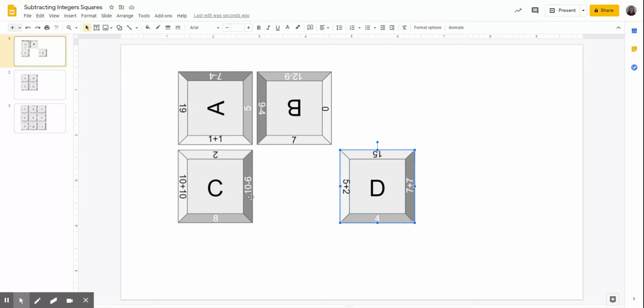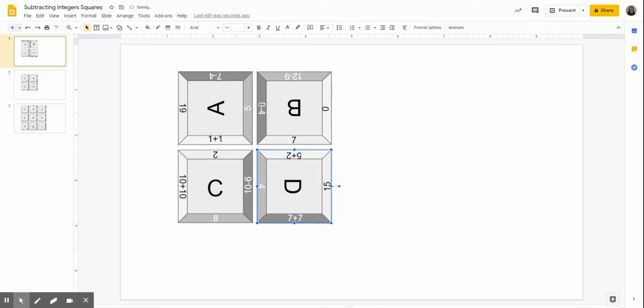So here I have a 10 minus 6 on that C. What is 10 minus 6? It's equal to 4, which is here on the bottom. So I need to twist this so it's on the side and it's going to match up. If I bring this back over here, let's check all of them.